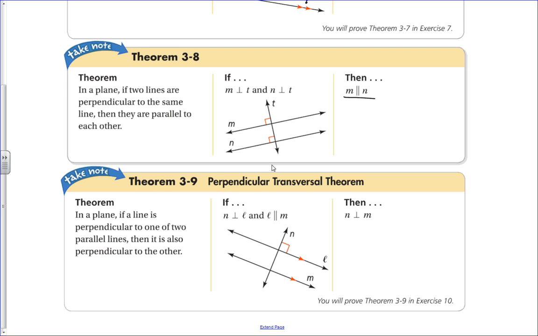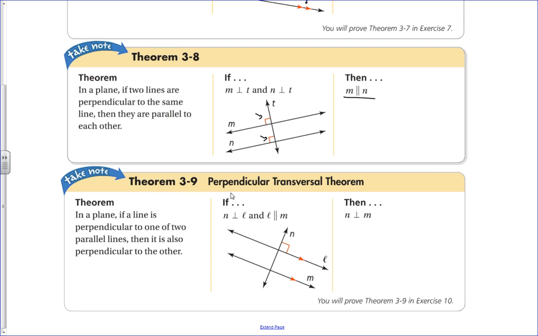All right, this is kind of an extension of that. So corresponding angles are congruent. Both of these are right angles. So both M and N are perpendicular to the transversal T. Since they're both perpendicular to T, that means they are parallel to each other. All right, they are parallel to each other.